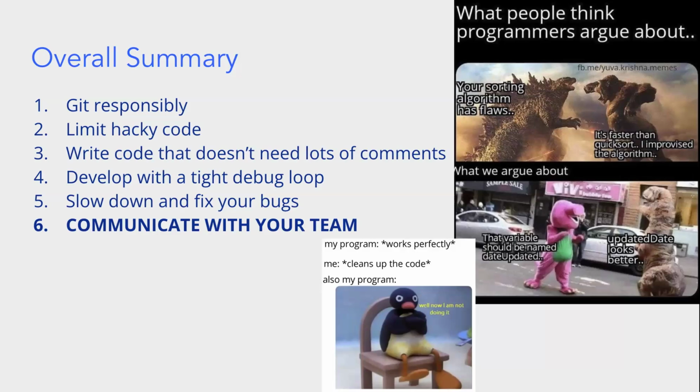Four, develop with a tight debug loop. This just means try to write small features and debug them before moving on to the next part of your feature. Five, slow down and fix your bugs. This says the same thing as four: try to write smaller versions of your feature and fix the bugs before you move on to the larger parts. This is because you don't want your bugs to snowball and pile up on each other and become a real headache to fix.